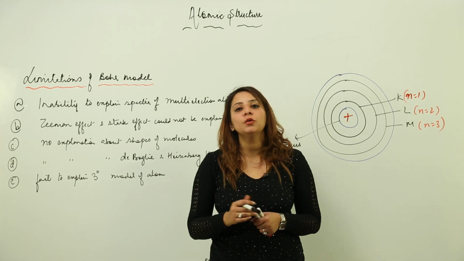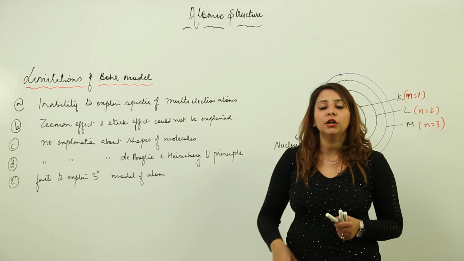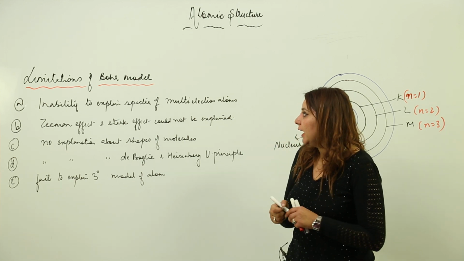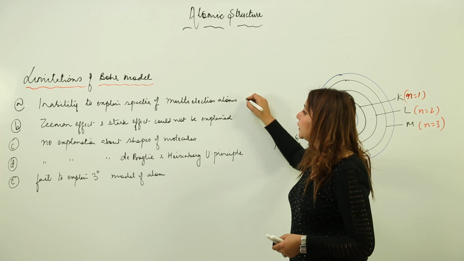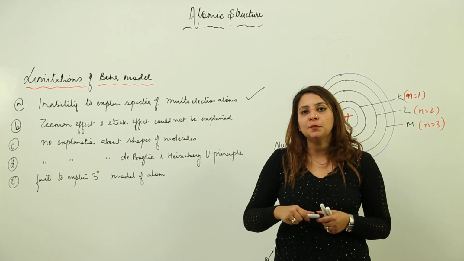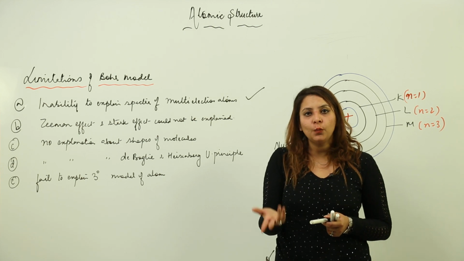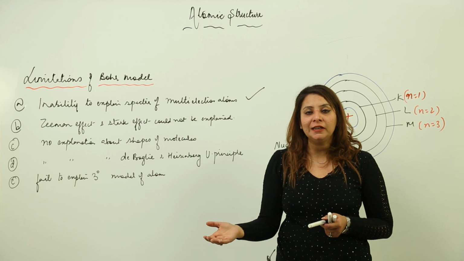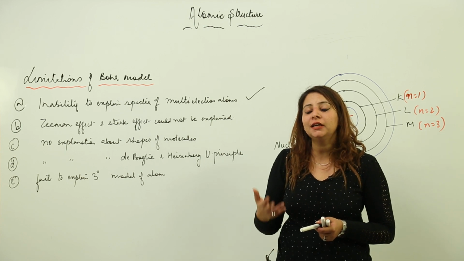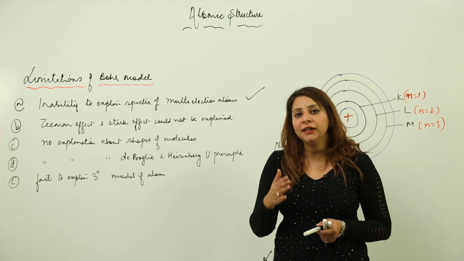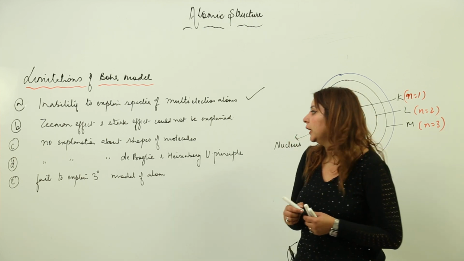Now, if you look at the disadvantages or limitations of the Bohr model, the first thing it could not explain is the spectra of multi-electron atoms. As we discussed, the spectrum of hydrogen, which contains only one electron, already created such a problem in the explanation. So how could it explain the spectra of multi-electron atoms? It could not.